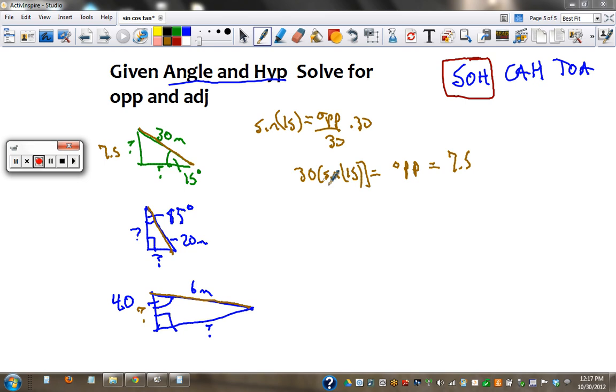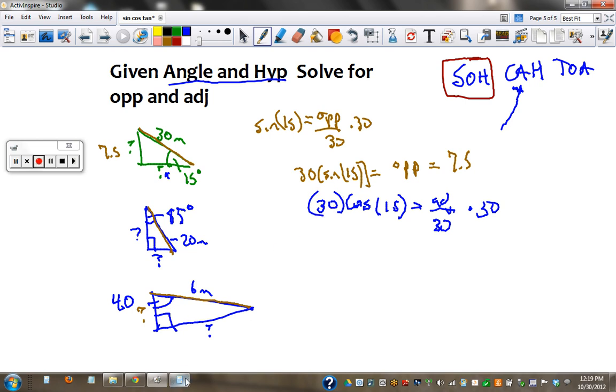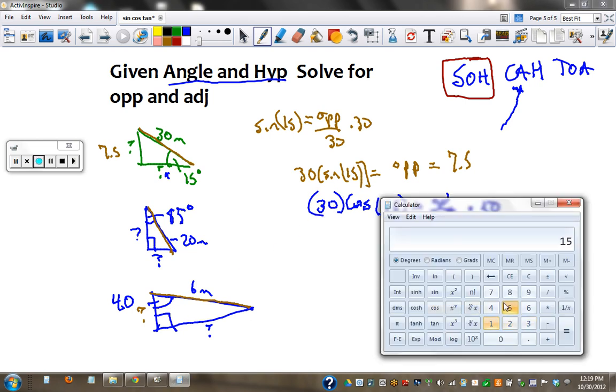30 sine 15, so you divide over, equals 7.5. On the next one, for right here, that's the adjacent, so we need to use cosine. Cosine 15 equals adjacent over 30, times 30. The answer is 15 cosine times 30, 28.9.